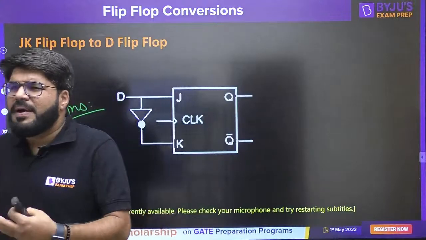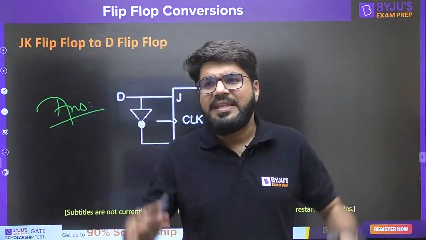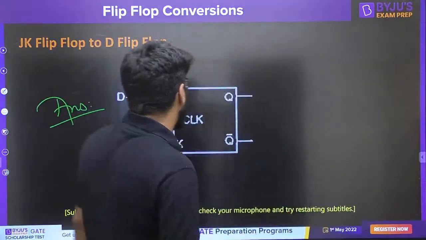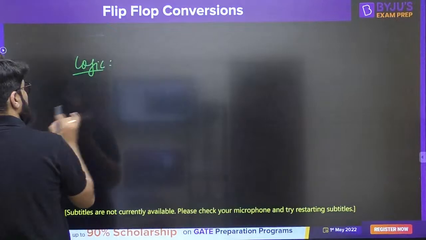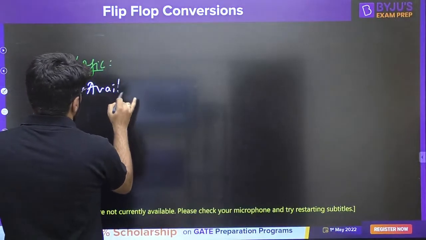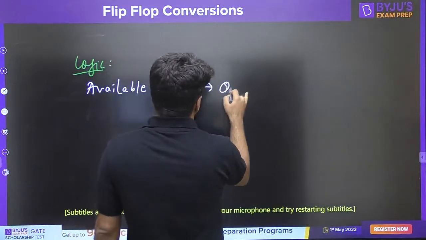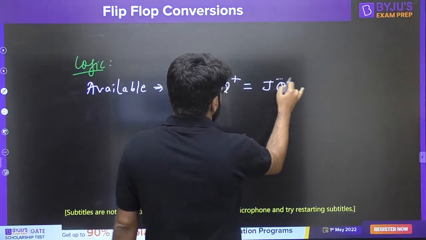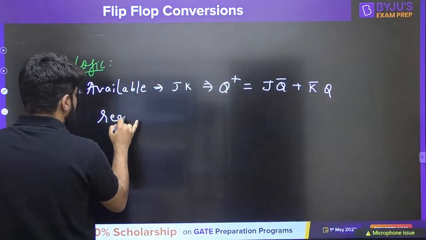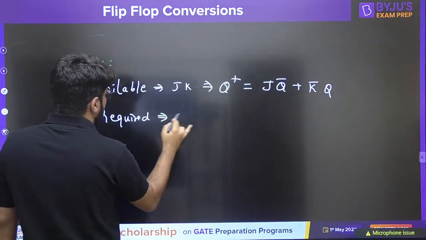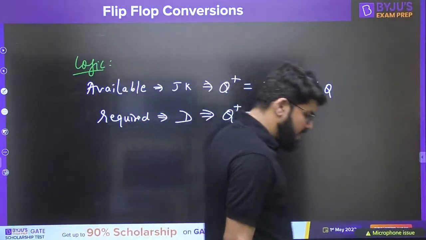Okay, can we solve it by logic, by intuition? Rather than solving these many tables, can we solve it by logic? Look, what is available? Available is the JK flip-flop. So what is the next state equation for the JK flip-flop? J Q bar plus K bar Q. What is the required flip-flop? D. So what is the next state equation of the D flip-flop? Q plus equal to D.